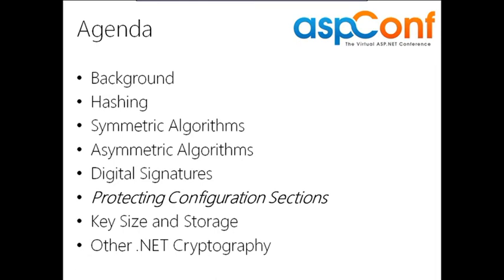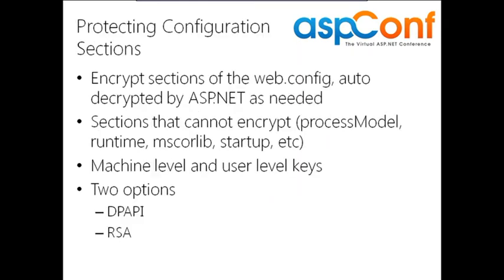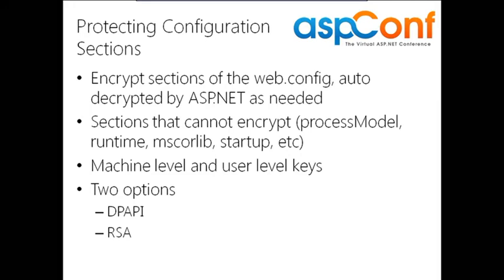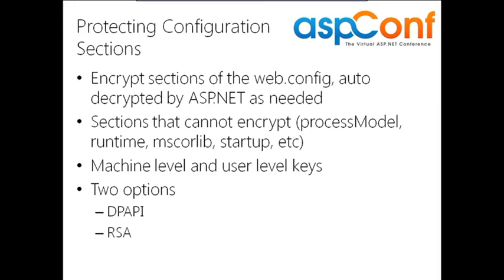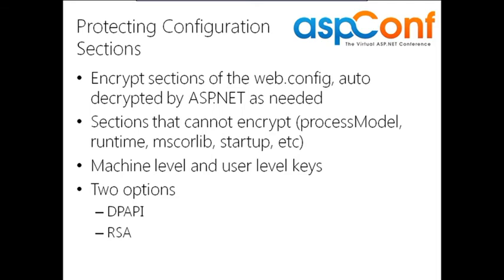We'll step now into how you can protect your config sections. In your web config, it's possible to encrypt sections of your web config. There's certain sections that don't work, but the one that you'll generally do it on is your app settings. The nice thing is, in a way, it's auto-decrypted for you. So I'm going to show you that once I encrypt the data, the rest of my code doesn't need to know that it was encrypted. ASP.NET on the fly will do a decryption for me, which is handy.